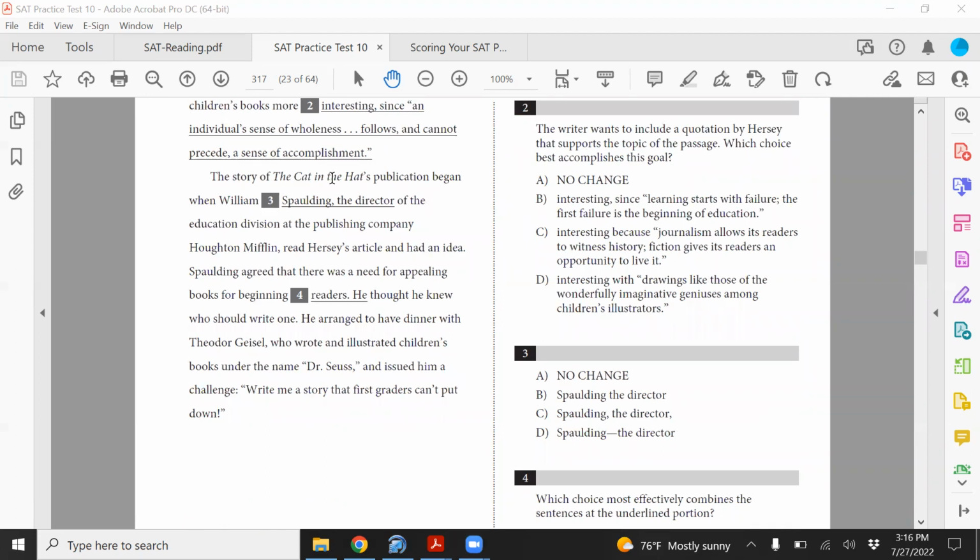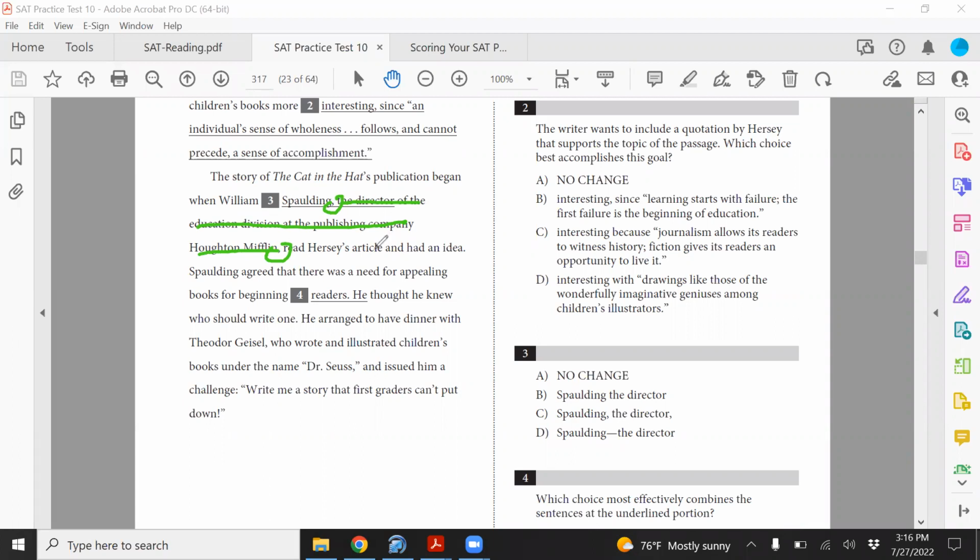The story of The Cat in the Hat's publication began when William Spalding, the director of the education division at the publishing company Hoffman Mifflin, read Hersey's article and had an idea. Okay, so you're describing who he is. And so this is what we call a non-essential clause. You didn't need that statement. That's why it's not essential. You could have just said when William Spalding read Hersey's article and had an idea.